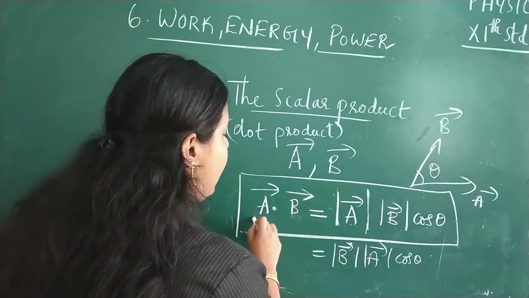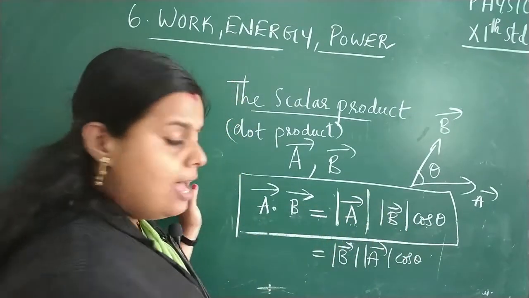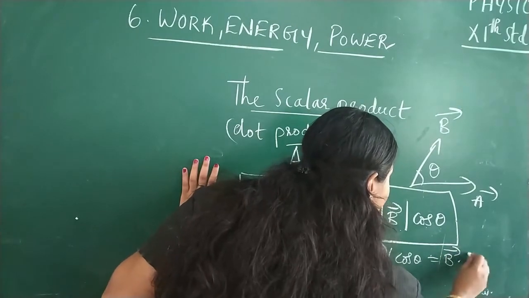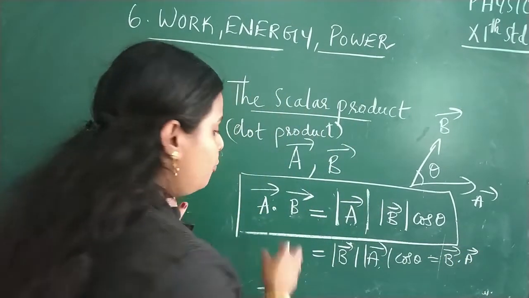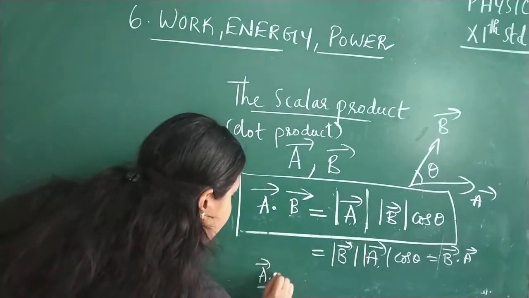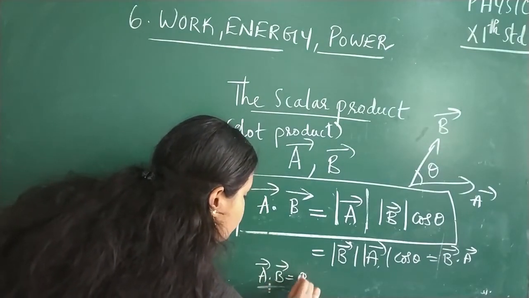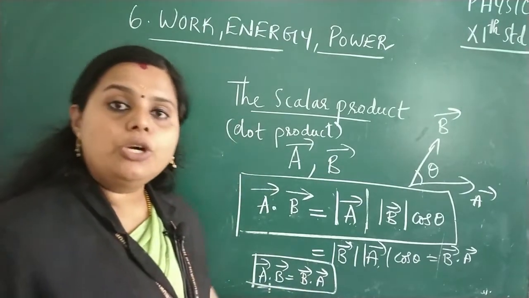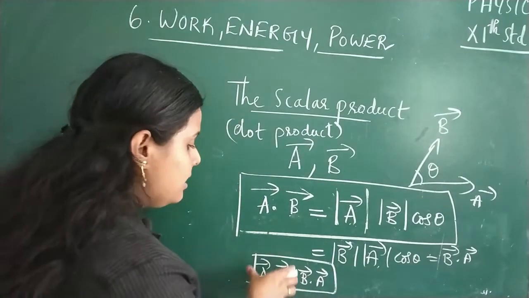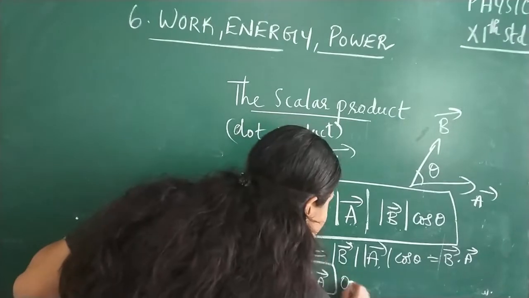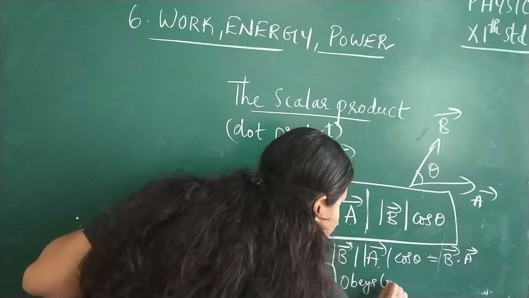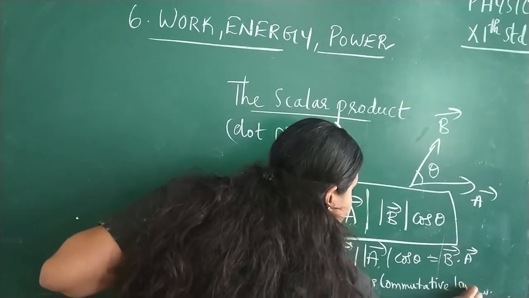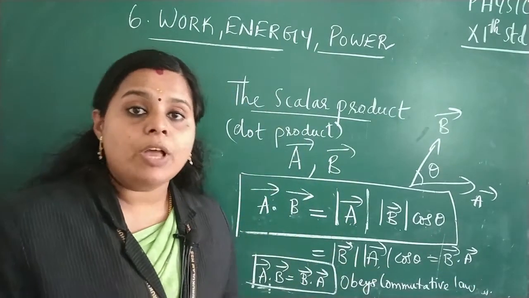So listen children, if A dot B is equal to AB cos theta, then what about BA cos theta? Yes, that is equal to B dot A. So from this we can conclude that A dot B is equal to B dot A. That means the scalar product or dot product obeys commutative law.